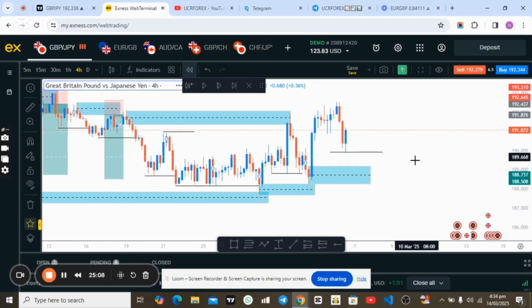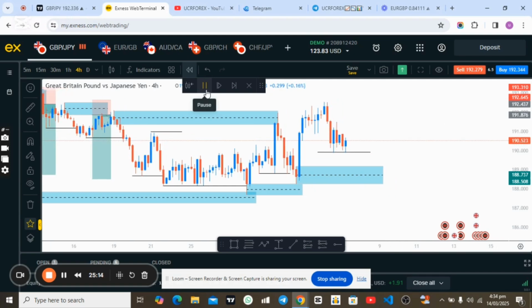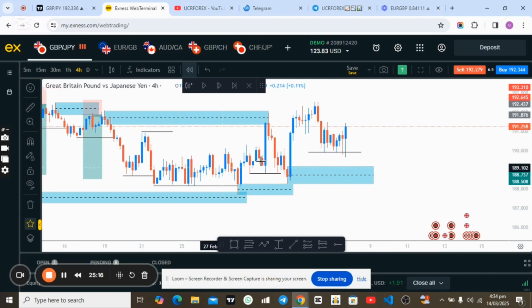So the next thing to do now is to wait for price to accumulate, right? As price is accumulating, the same thing that happened there is already happening here. So this is an inducement. I don't have any business trying to buy here.